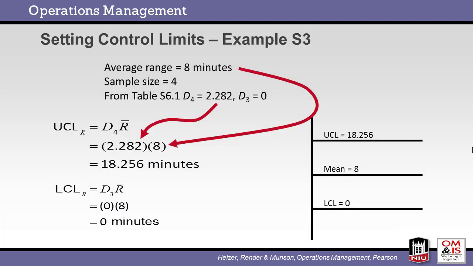We plug the R bar value from the previous calculation and the table values for the D4 and D3 statistics into the equations. The result is an upper control limit of 18.256 minutes and a lower control limit of 0 minutes. The start of the R chart is shown at the right.